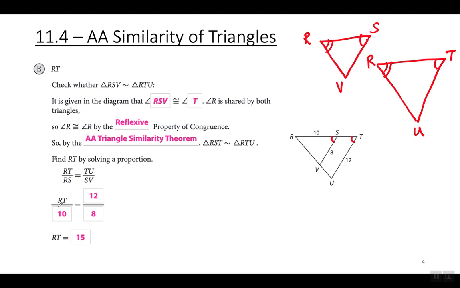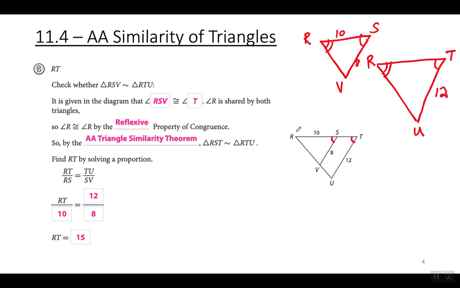Okay, now from there, they're just going to set up a proportion, which you could see for yourself, in order to solve for the side that's missing. They're asking us to find RT. So like if you look up here, it's a little easier to see, I think. Oh, you know what? I forgot to write the numbers. Let me write that side RS is 10, SV is 8, and this side is 12.